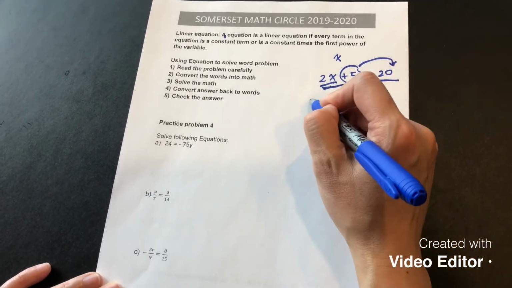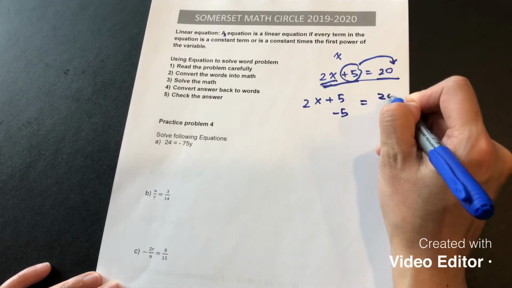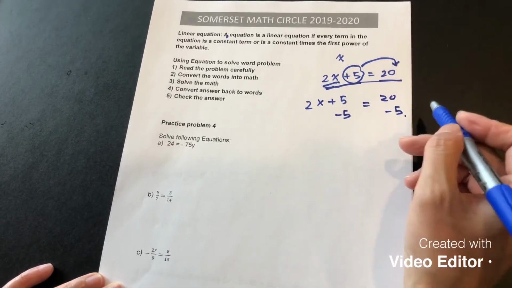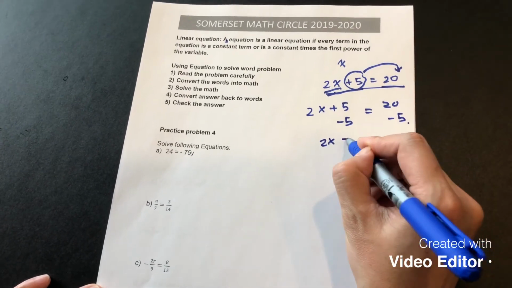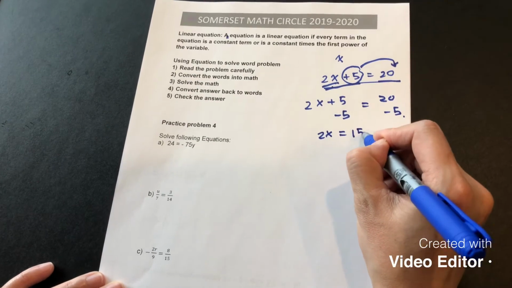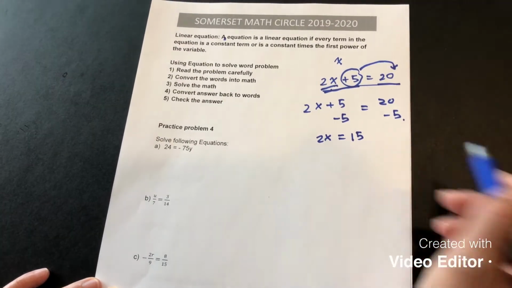So in this case, we can do 2x plus 5 minus 5 on both sides. That would give you, so these two would cancel. Left side would give you 2x. The right side would give you 15. Okay, so now all the numbers on one side, all the unknowns on the other.